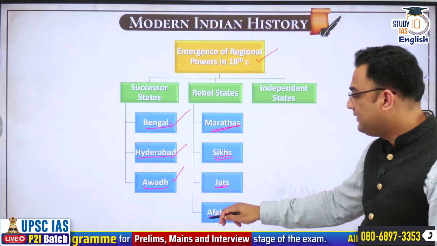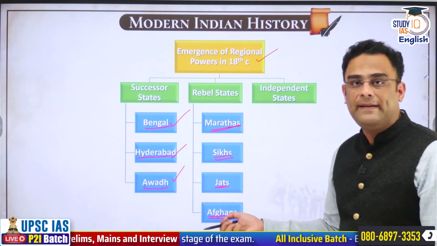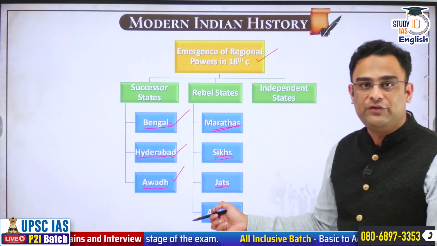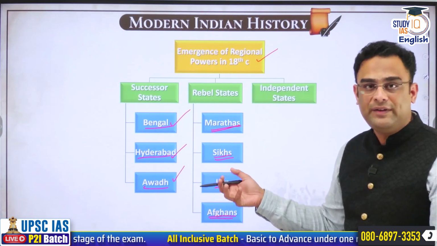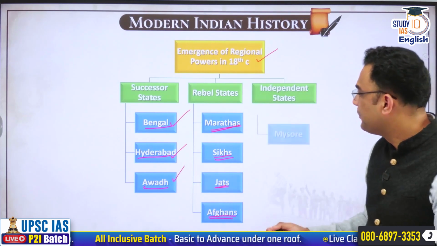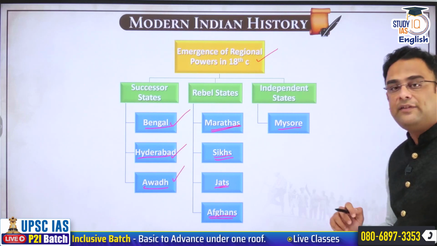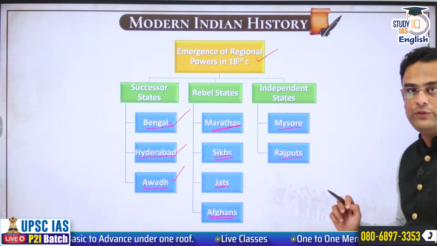Then come some Afghan states, the states of Farrukhabad and Rohilkhand. These were created by Afghan adventurers, although not very large in terms of size, but they were pretty significant because of their proximity again close towards Delhi. Then amongst the independent states, we will see the discussion on Mysore as well as the Rajput states.